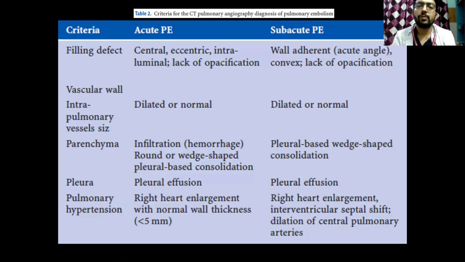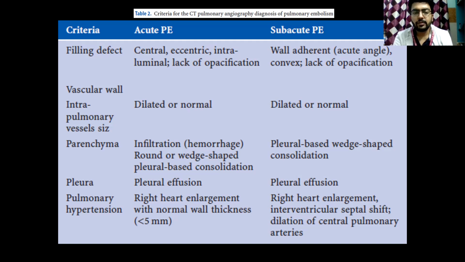The criteria in acute PE, subacute PE, and chronic PE: in acute PE there is a central filling defect, eccentric intraluminal, whereas in subacute PE there will be wall adherent, forming an acute angle. Intrapulmonary vascular size is dilated or normal in acute and dilated or normal in subacute. Parenchyma is infiltrated, leading to hemorrhage. There is round or wedge-shaped pleural-based consolidation in acute, whereas in subacute we see pleural-based wedge-shaped consolidation. Both will have pleural effusion.